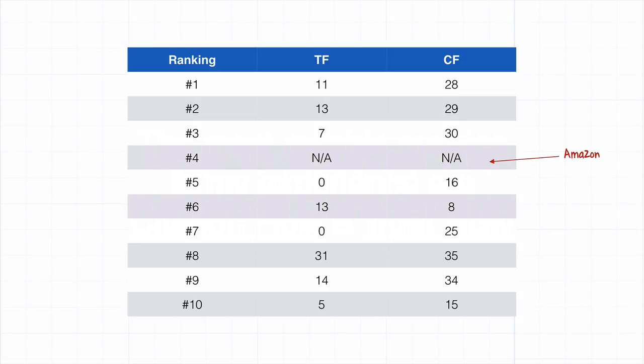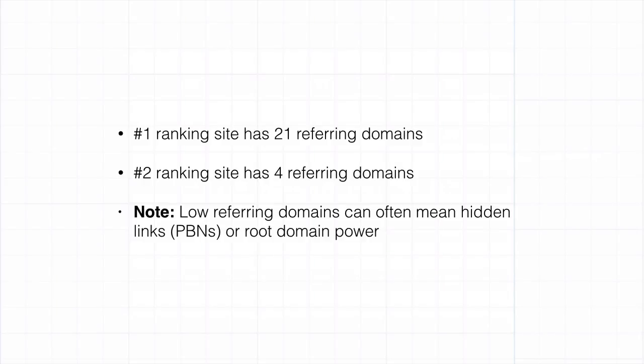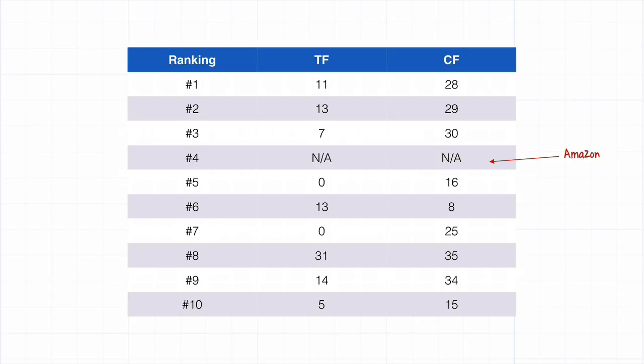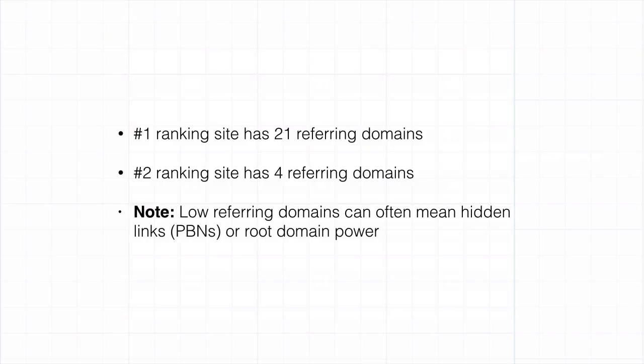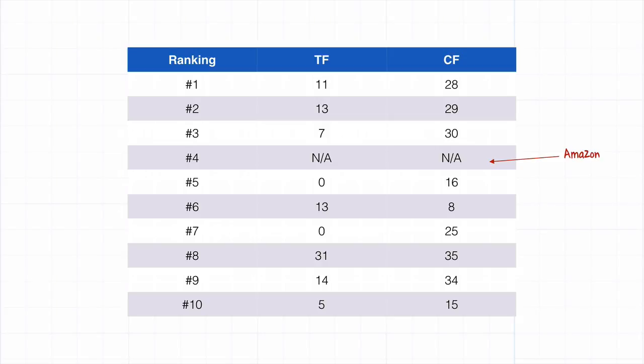So moving on to the next slide, what I checked next is the referring domains of each of these websites. The number one website has 21 referring domains, a trust flow of 11 and a citation flow of 28. Going to the next slide, the second ranking website has 4 referring domains, 13 trust flow and 29 citation flow. So it may be a little bit confusing as to why they're ranking second.